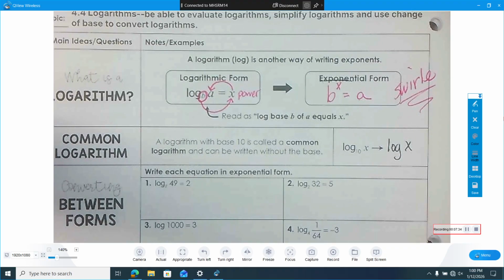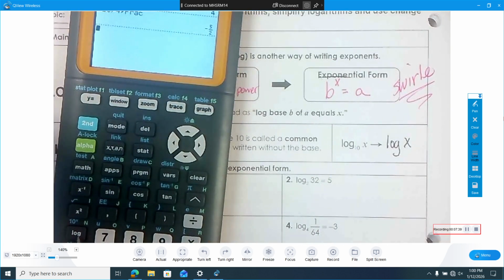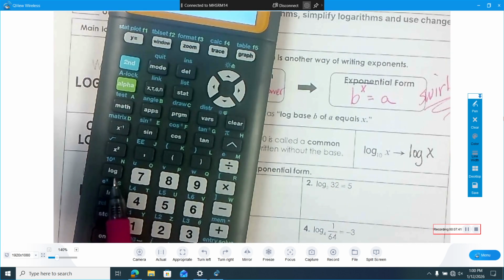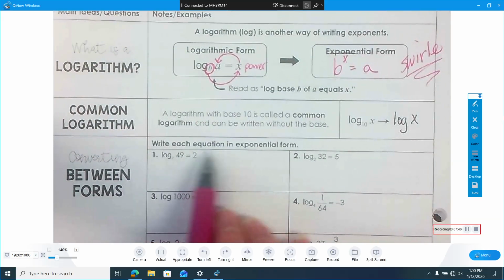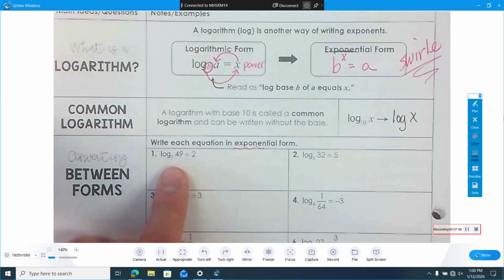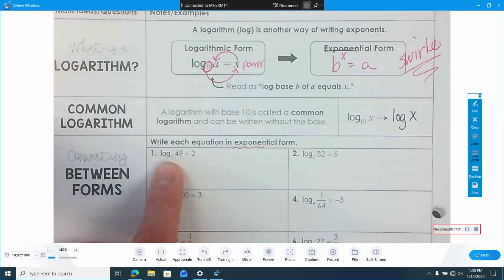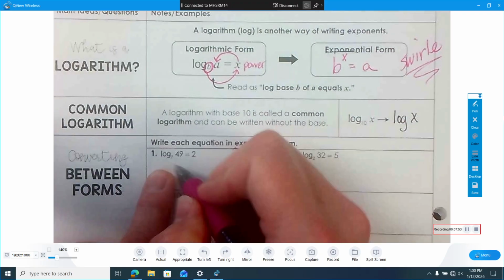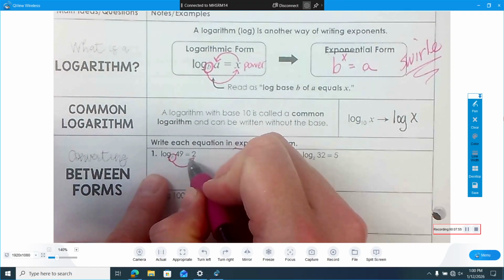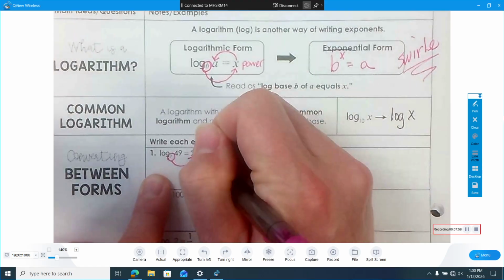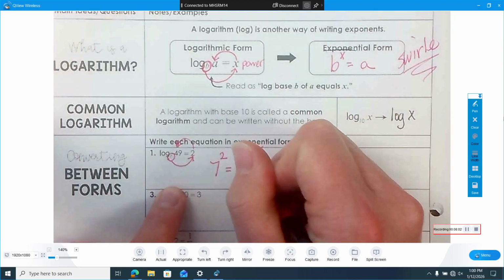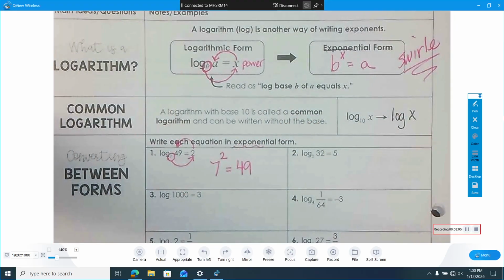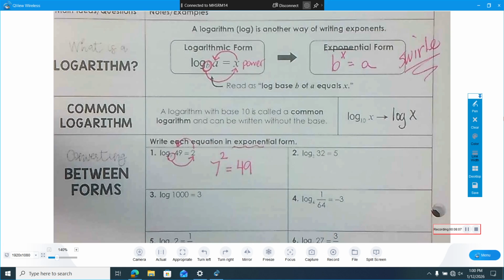So it's called the common logarithm. That is the log button on your calculator. That is log base 10 right there on your calculator. So we want to write each equation in exponential form. So again, this is logarithmic. How do you drop a log? Swirly. So you're going to circle your base, swirl around the equal sign, pick up your power. So you have 7 to the second power, and that's going to equal 49. Does that make sense? Does 7 squared equal 49? Yeah, do the rest.